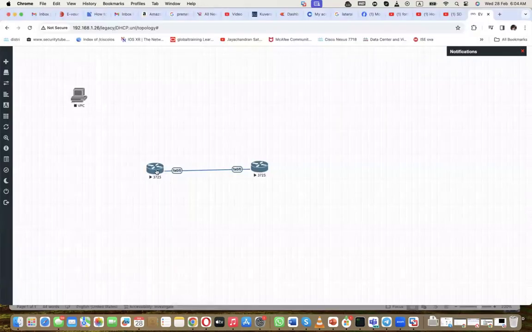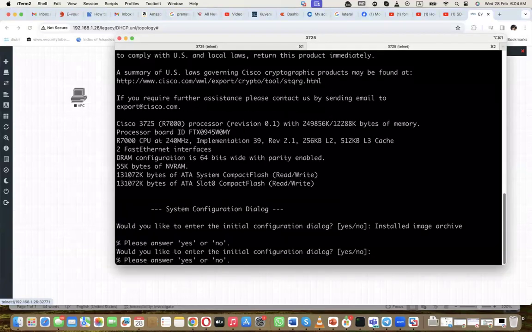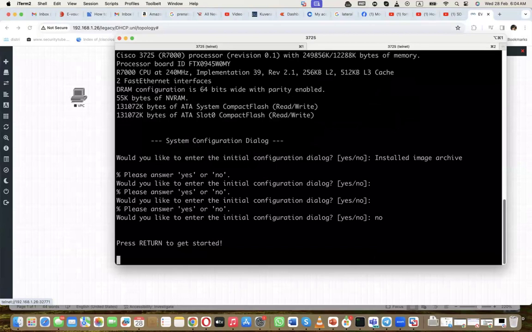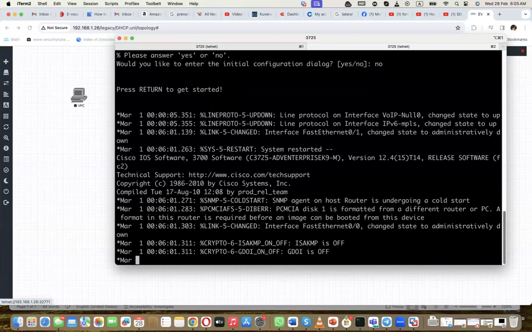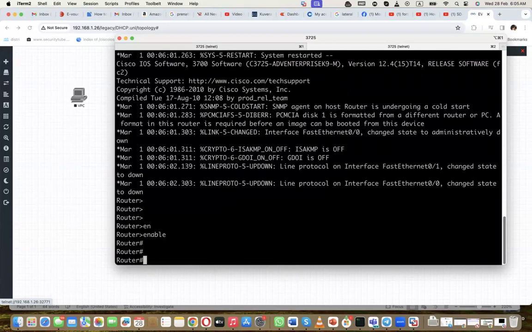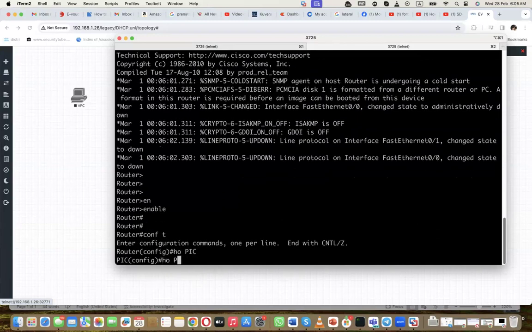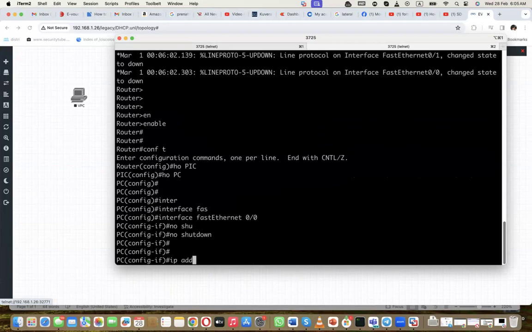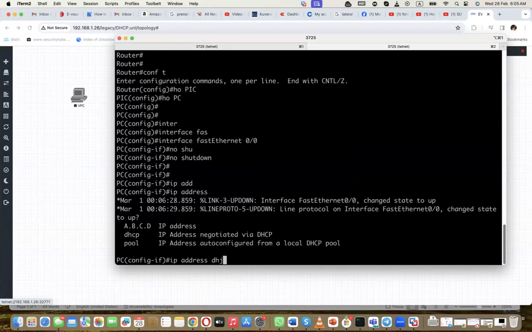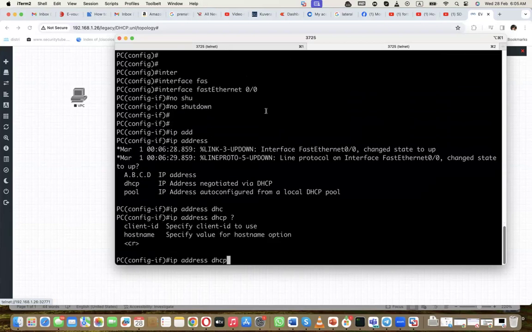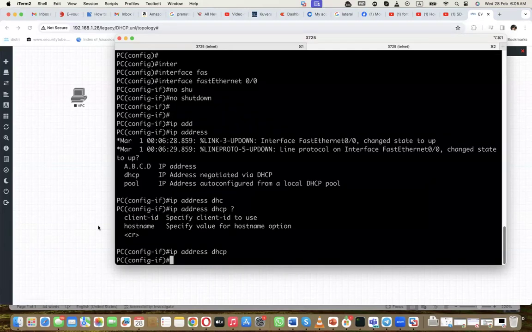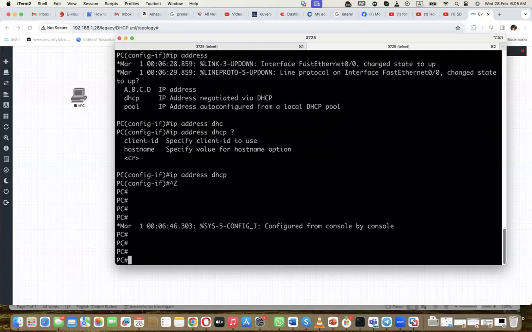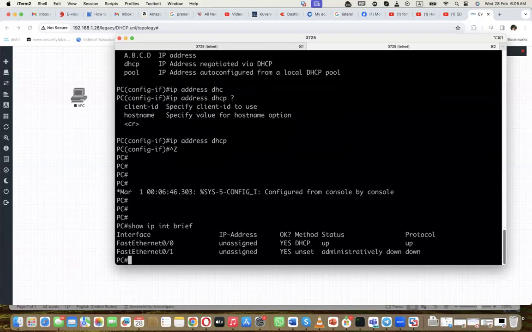Now let me go back to my setup and start connecting to this machine. Just wait for a couple of seconds so that the process will complete. Call this a PC. Now, interface FastEthernet 0/0. I'm just enabling this interface. Then I'm asking this device to get the IP address from the DHCP server, nothing else. I would like to configure an IP address for this interface via the DHCP protocol. Say this one and wait for a while. Let's see whether this device is capable of getting the IP address or not. Show ip interface brief. Waiting for it.